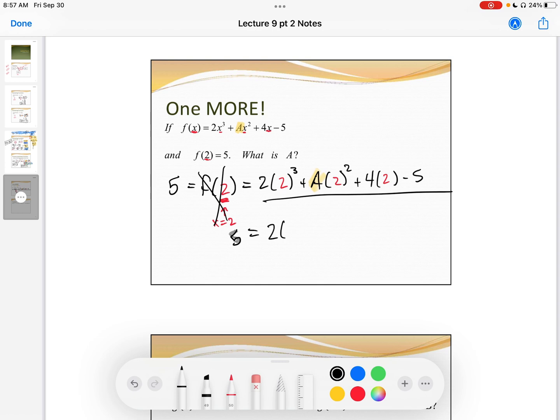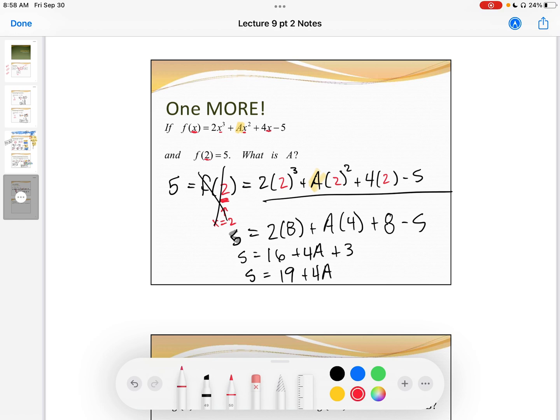2 times, I've got to do the exponent first, so that's 8, plus a times 2 squared is 4, plus 4 times 2 is 8, minus 5. And now I'm just working my way down, simplifying everything. 5 equals 2 times 8 is 16. Instead of a times 4, I'm going to write that as 4a. My positive 8 and my negative 5 will give me a positive 3. You can combine your 16 and your 3, which gives you 19 plus 4a.